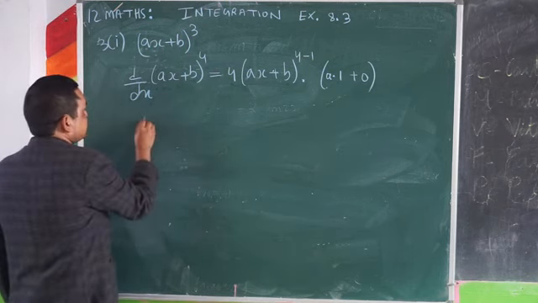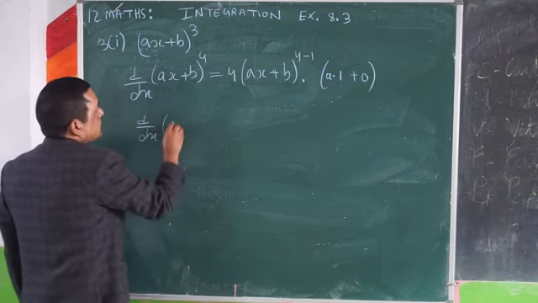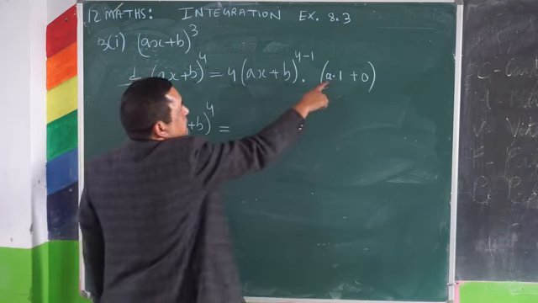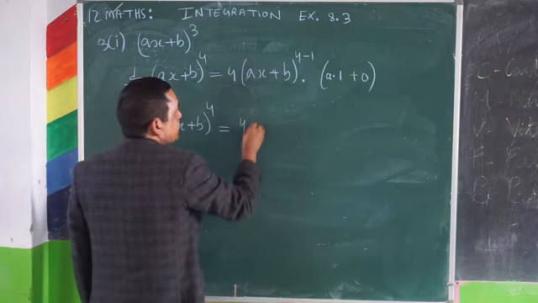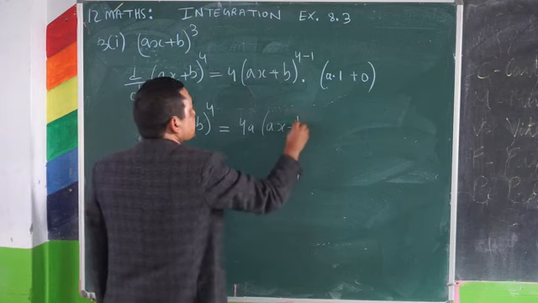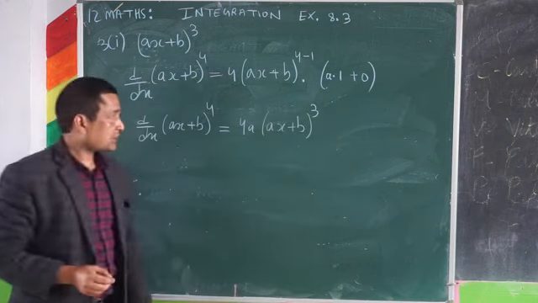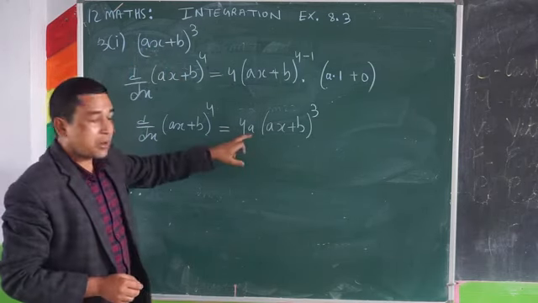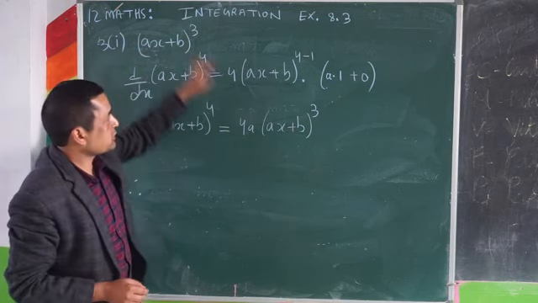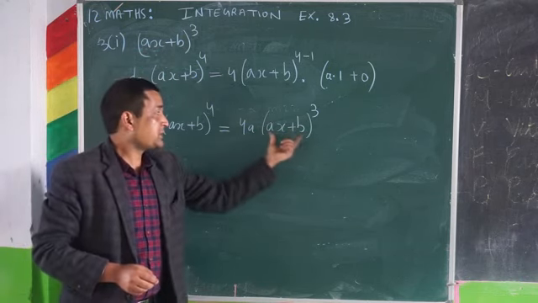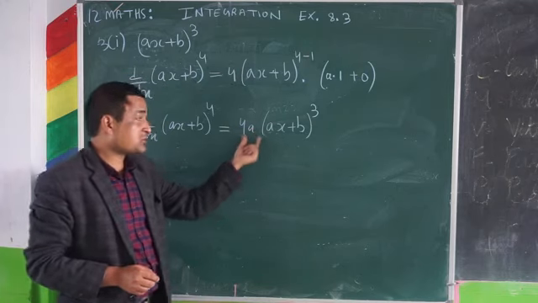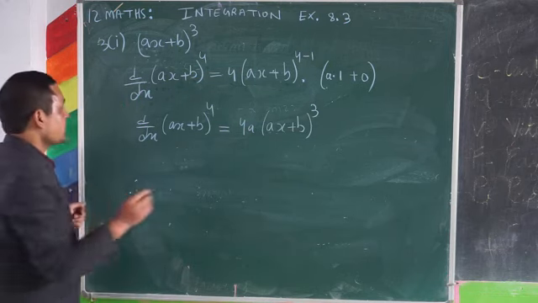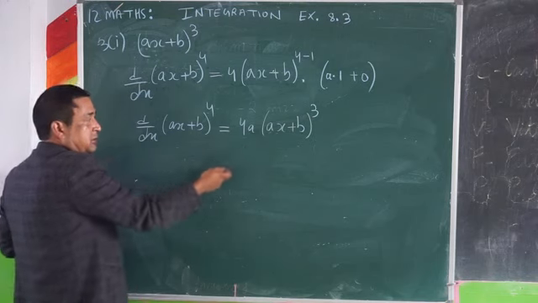Let's simplify this one. d/dx of ax plus b to the power 4 equals, what is left from here? A multiplied by 4 is 4a, then ax plus b to the power 3. Now 4a is extra, because in the answer there is no such number, only ax plus b to the power cube is there. Except this, what is extra? 4a. Now take this extra term towards the question side after observing our answer.